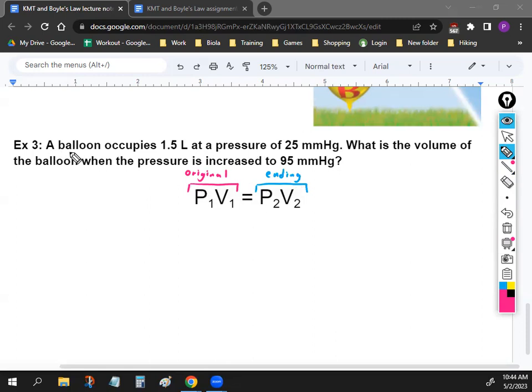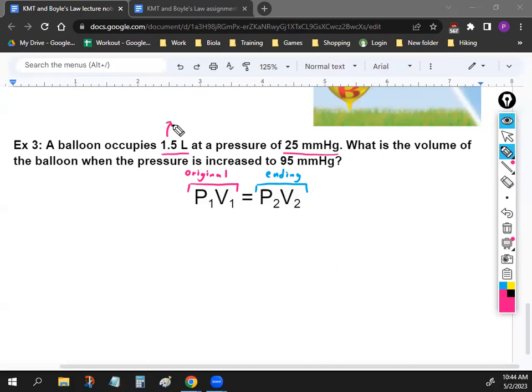Okay, so a balloon occupies 1.5 liters at a pressure of 25 millimeters of mercury. Okay, so let's stop right there. So let's start with 1.5. Is 1.5 pressure or is it volume?